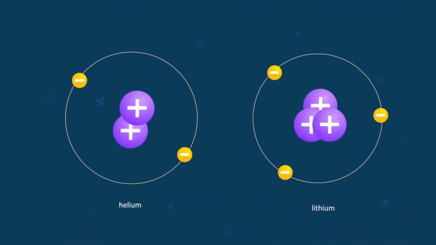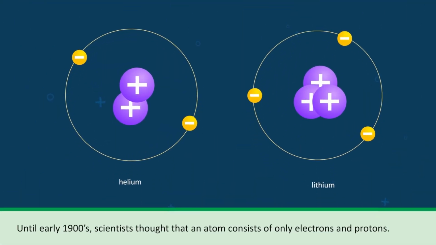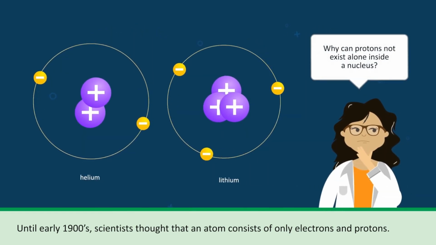For a very long time, scientists believed that an atom consisted only of electrons and protons. But the existence of protons alone inside the nucleus did not make sense. Can you think why?